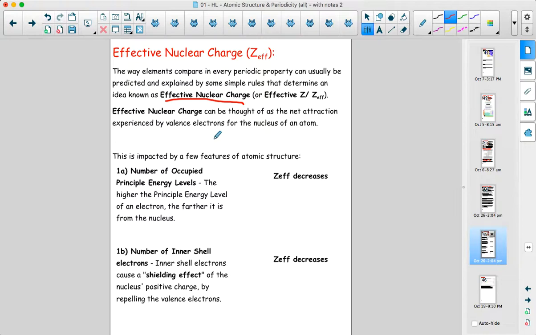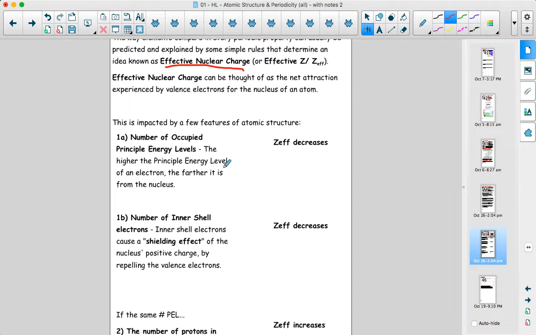And so based on the details of an atom structure, we should be able to predict with a decent amount of accuracy how two different atoms compare for how strongly their electrons are attracted to the nucleus. So essentially, if I said something had a higher effective nuclear charge, that would imply that that atom's electrons are more attracted to the nucleus than another atom. So what affects effective nuclear charge?